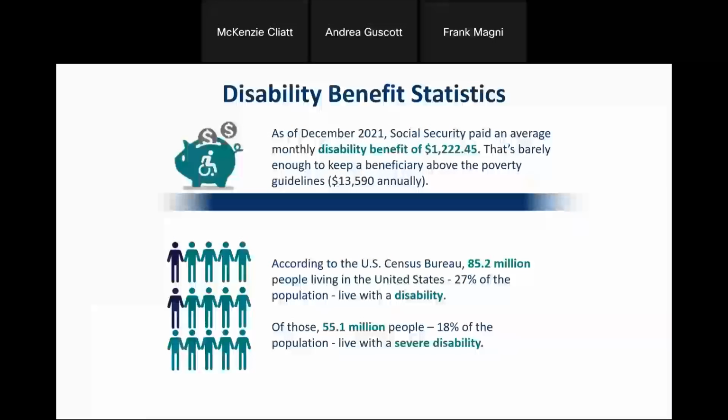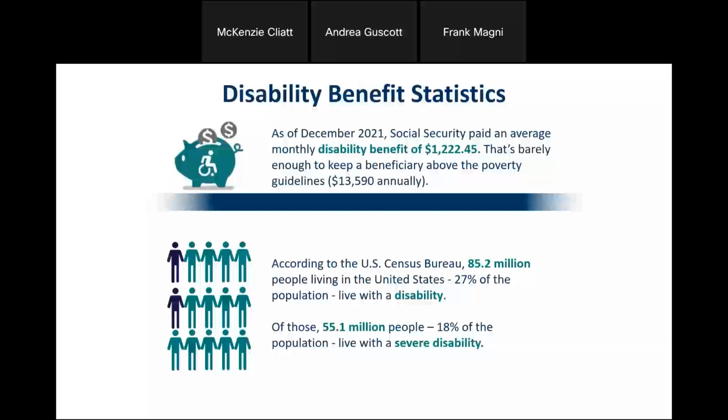Excellent. As of December 2021, Social Security paid an average monthly disability payment of $1,222.45. According to the U.S. Census Bureau, 85.2 million people live in the United States. 27% of the population lived with a disability, and this is disability programs that apply to the Social Security Administration. Of those 55.1 million people, 18% of the population lives with a severe disability.